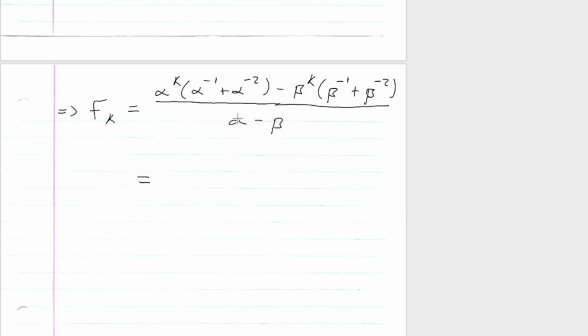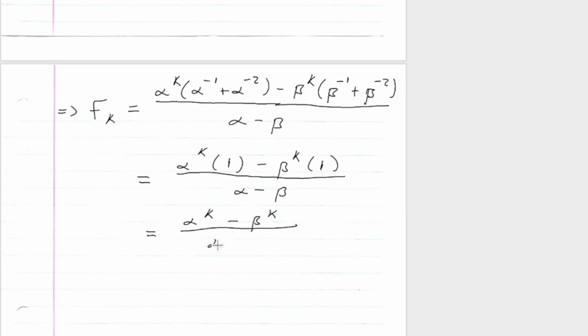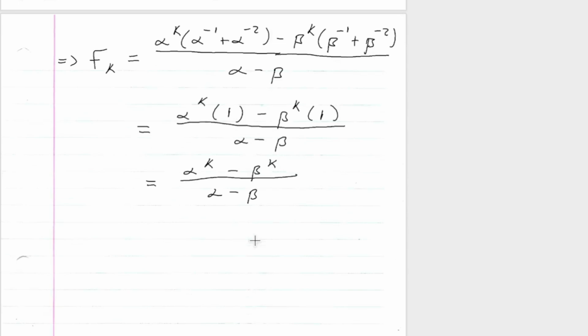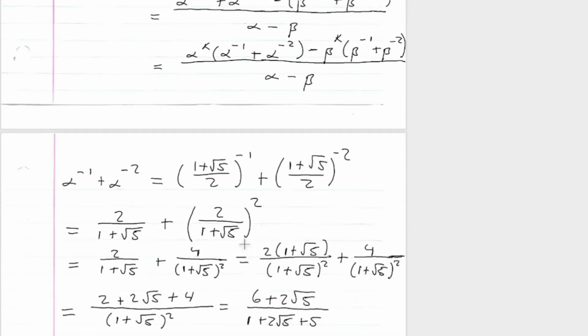And we just proved that alpha to the negative 1 plus alpha to the negative 2 was 1. So this will be alpha to the k times 1 minus beta to the k, and we proved that was also 1, over alpha minus beta. So this is equal to alpha to the k minus beta to the k over alpha minus beta. So we've shown that the kth Fibonacci number is equal to alpha to the k minus beta to the k over alpha minus beta, which is exactly what we wanted to show, right?